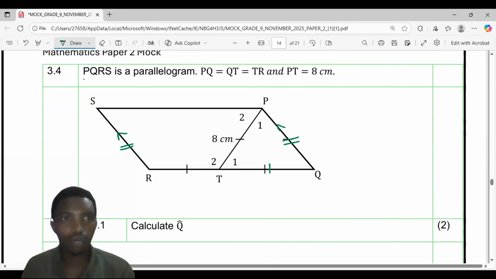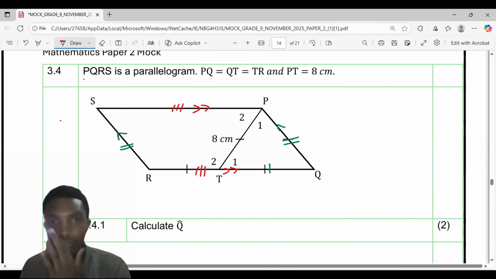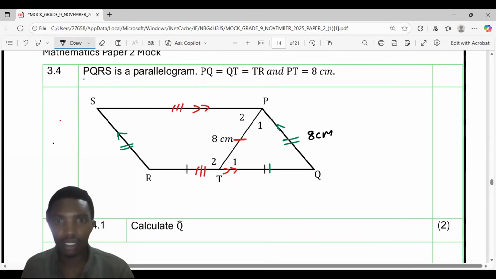And also, let me just use a different color, this side here is also equal and parallel to that side. So that we should always assume. So they said this side is 8, so it is 8, meaning this side is also 8 centimeters. It means this side is also 8 centimeters because they showed us with the marks that they are all equal. Right? They showed us.